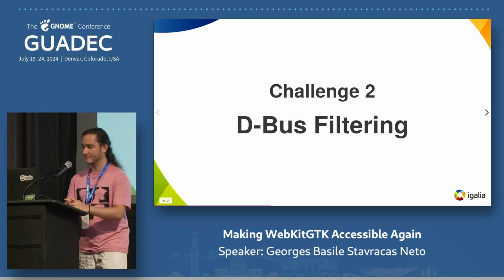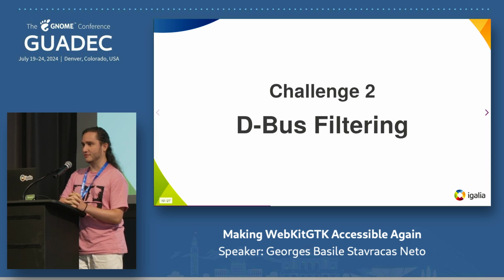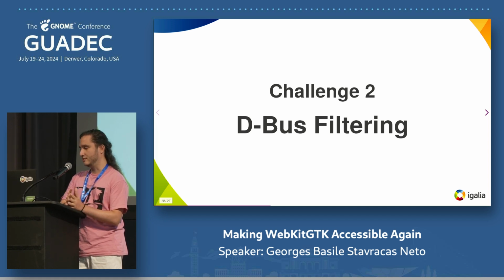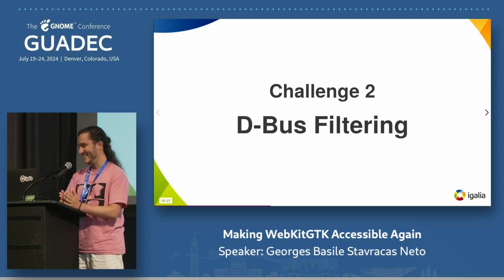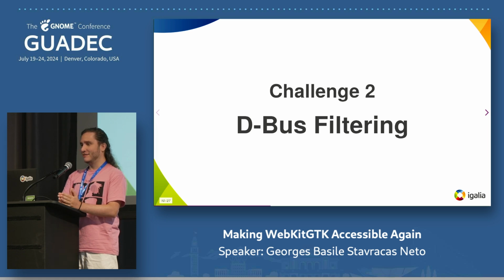The second challenge here was D-Bus filtering. This is specific to sandboxing. This does not happen when you're running WebKit unsandboxed. When Flatpak opens the sandbox, for example, it runs XDG D-Bus proxy, which of course is there to prevent applications from accessing D-Bus services that they are not supposed to. The problem here is that the accessibility bus is very chattery.